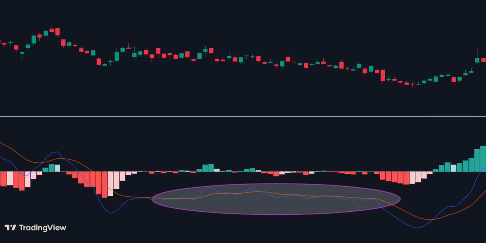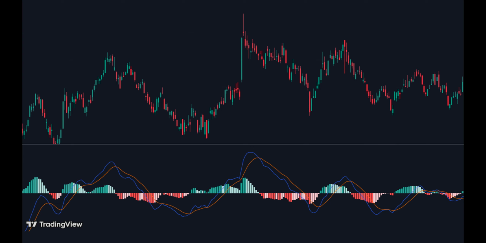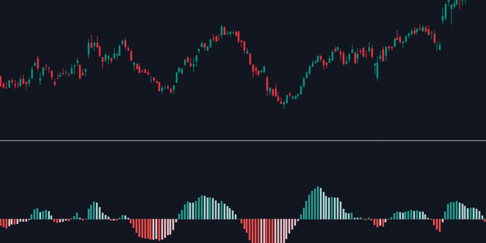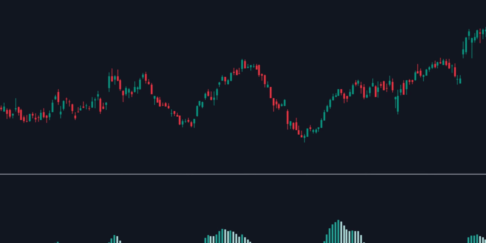Take this example. Here, we can see that the MACD line is crossing over the signal line. However, since the lines are too close together, it's difficult to clearly spot the crossover. Instead of trying to distinguish the lines, you can simply look at the color of the histogram to determine the crossover direction. A common way to trade the MACD is by going long when the MACD line crosses above the signal line and going short when it crosses below. However, for this strategy, we're adding an extra layer of confirmation to improve accuracy.